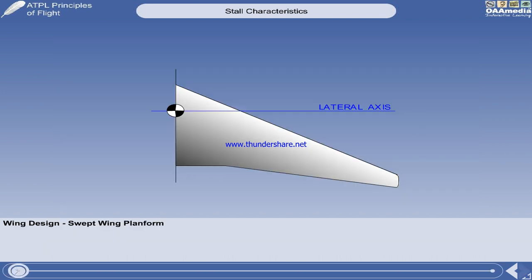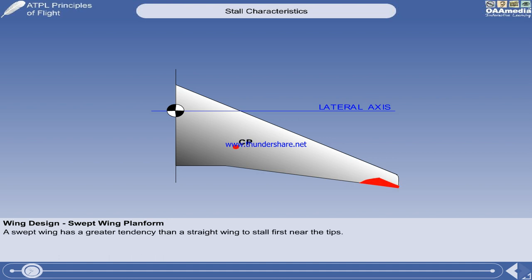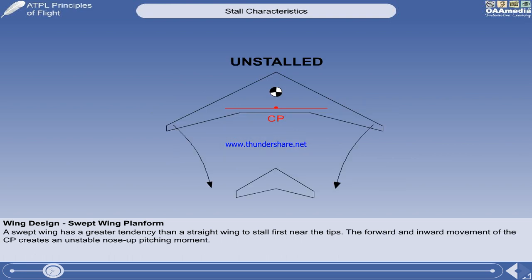A swept wing will allow higher maximum speed, but has a greater tendency than a straight wing to stall first near the tips. This loss of lift at the tips moves the centre of pressure forward and inward, giving a destabilizing nose-up pitching moment. The lift is now concentrated inboard, and the maximum downwash impinges on the tailplane, adding to the nose-up moment.